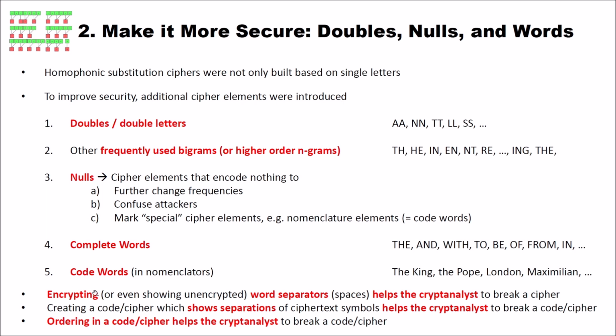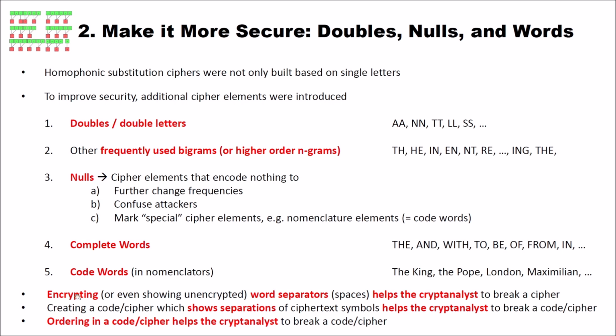Then creating a code or cipher which shows separations of ciphertext symbols helps the cryptanalyst to break a code or cipher. This is, you don't encrypt these, but you still keep spaces in your ciphertext. In the original ciphertext that we analyzed, we saw that you have a very nice ciphertext, and then between each word you have a separator. Here you keep the spaces, and this also helps the cryptanalyst to break the code or cipher. Encrypting the spaces is more difficult for an analyst, but you shouldn't do both. You shouldn't encrypt spaces, and you should not keep spaces.